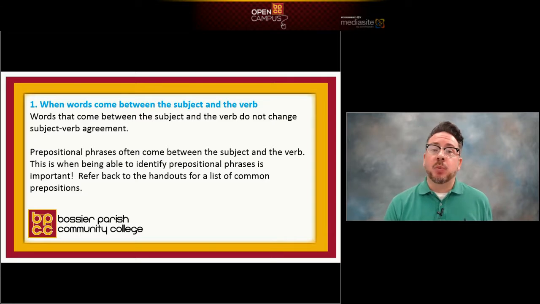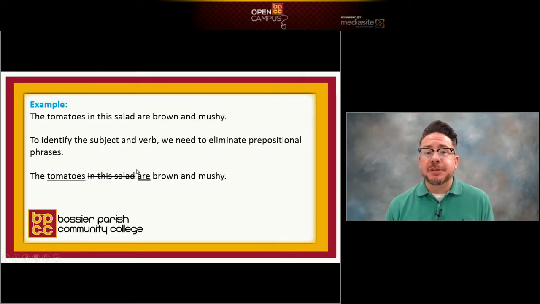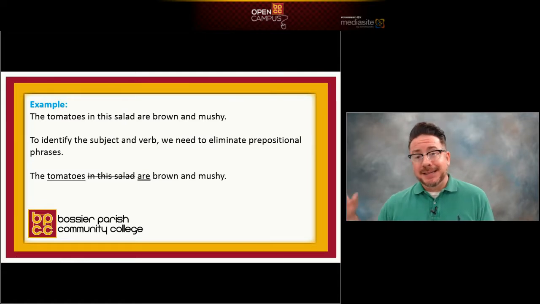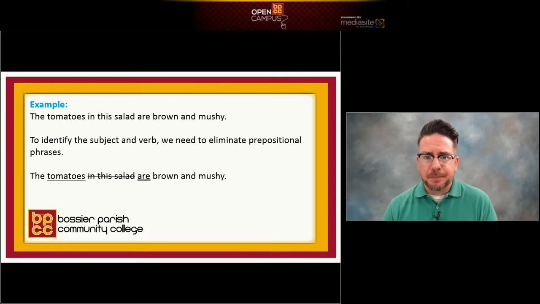We went over that as well in the subjects and verbs chapter, also when we talked about fragments. So make sure that you are learning those prepositions, that you try and memorize them if you can. If not, at least keep the handout nearby with that list of prepositions so that you can familiarize yourself with common prepositions. Let's look at an example.